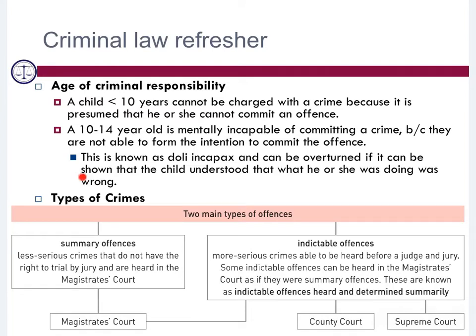There are two main types of crimes. First of all, there are summary offences. These are less serious crimes that do not have to go to trial by jury and are heard in the magistrate's court. Second, we have indictable offences. These are the more serious crimes able to be heard before a judge and jury. Some indictable offences can be heard in the magistrate's court as if they were summary offences. These are known as indictable offences heard and determined summarily.